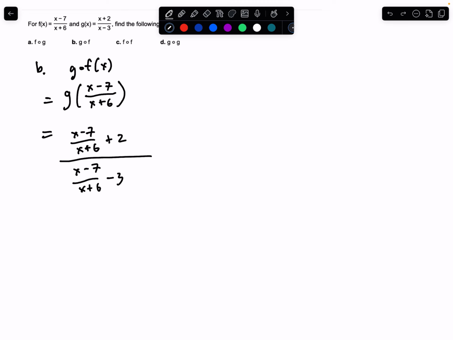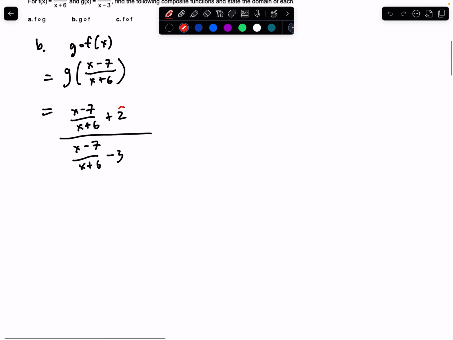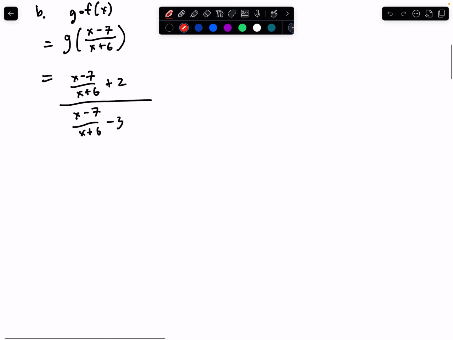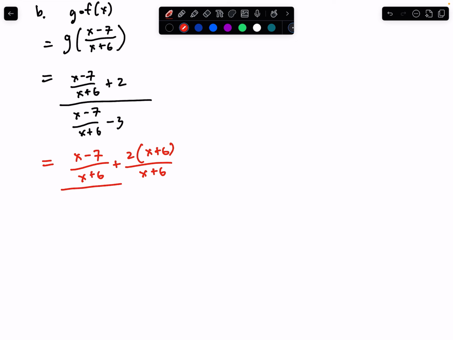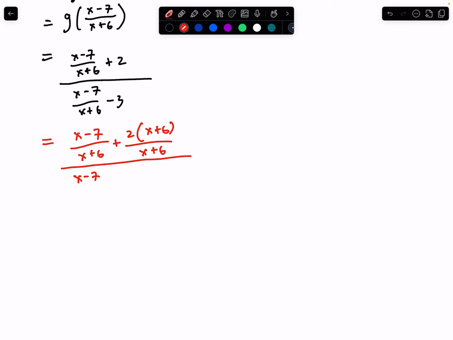And the rest of the procedure is really the same. We're going to change these guys to like fractions and add them together. I'm trying to think if there's a faster way to do this. I can't really think of any better way, so just going to have to jam through it. X minus 7 over x plus 6 plus 2 times x plus 6 over x plus 6. That's the top. The bottom is x minus 7 over x plus 6 minus 3 times x plus 6 over x plus 6.